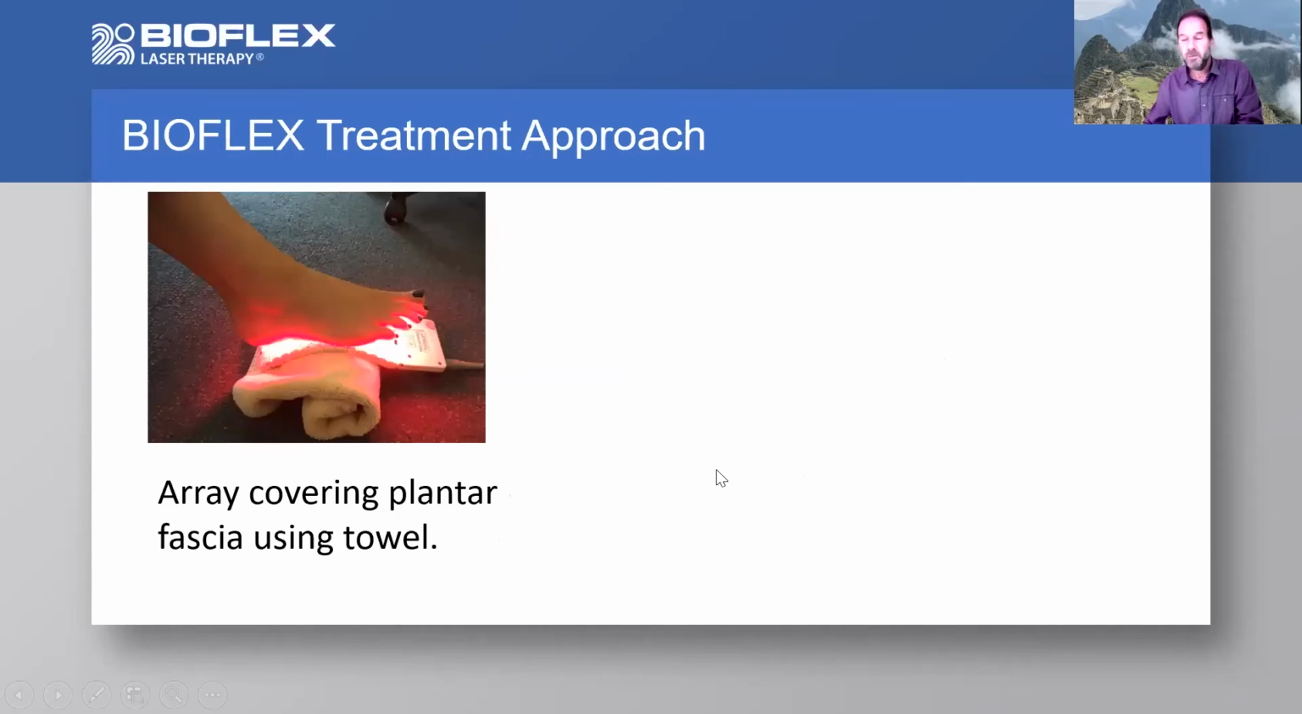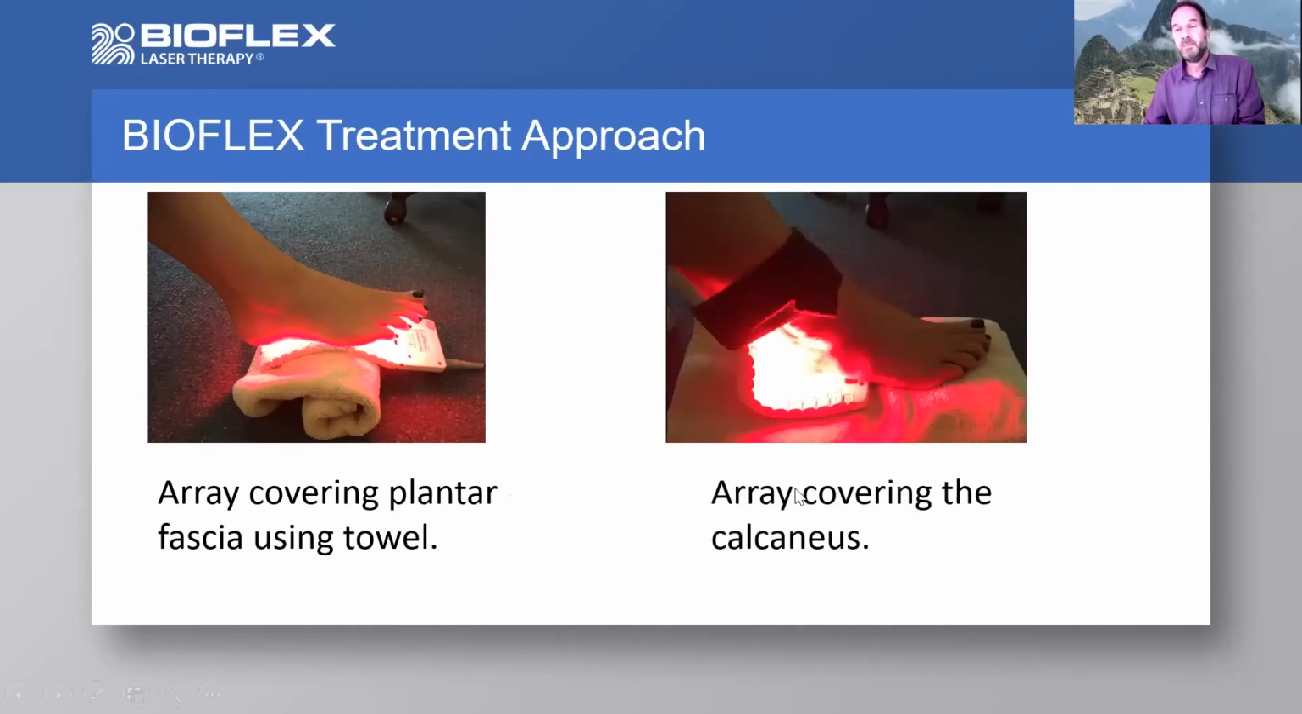All right, so moving on, how do we use BioFlex? What we recommend is a rolled up towel, put the array side up, the light side up, and have the patient gently place their foot so that it opens up the medial arch, and you can treat over the plantar aspect that way. We do recommend a second placement as well, curved around the heel, because there are lots of issues around the heel. And you can see the position and how it's strapped into place like that.